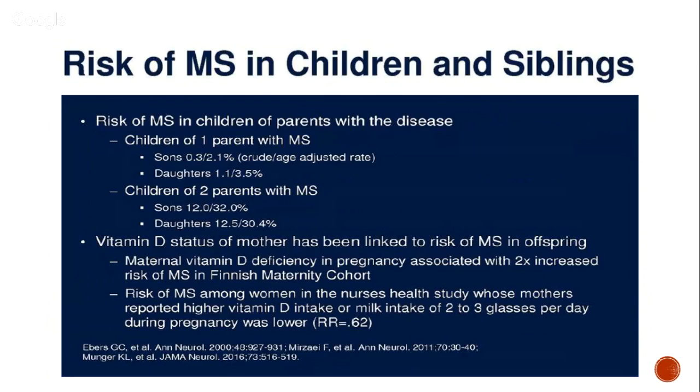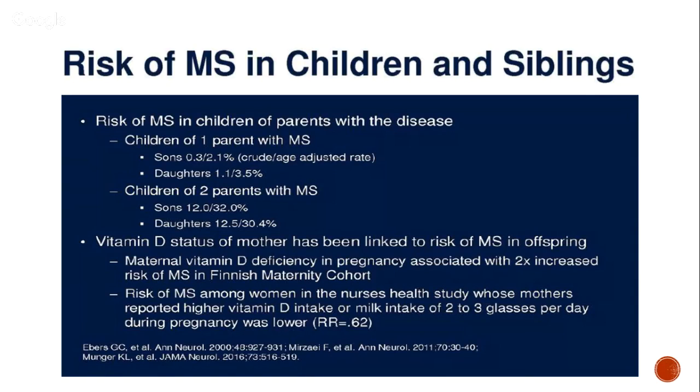For the most part, I haven't seen both partners have multiple sclerosis. Most of the time, it's a single parent. So the number you'd want to remember is about 2 to 3% chance that the child has multiple sclerosis. What about the vitamin D status?